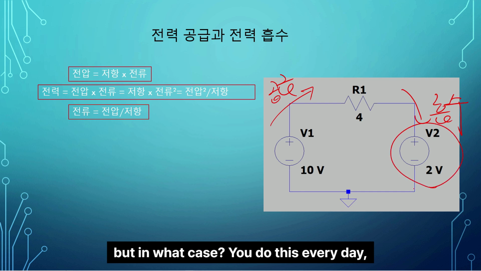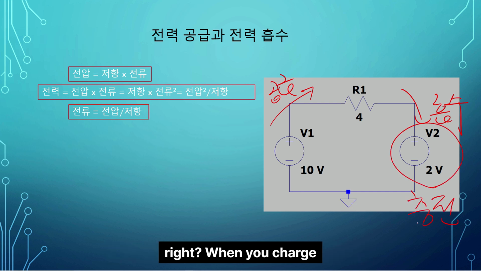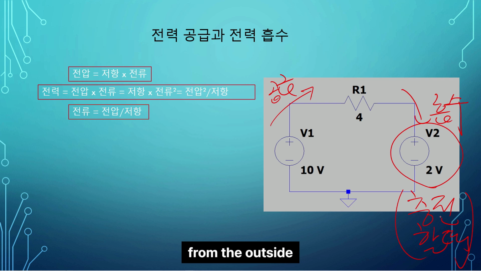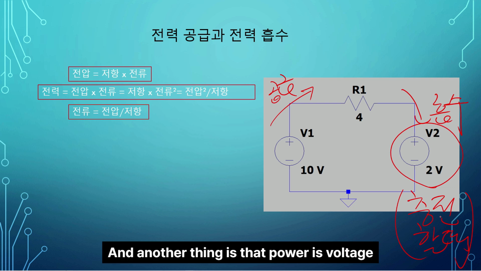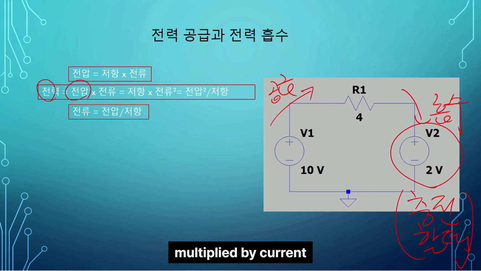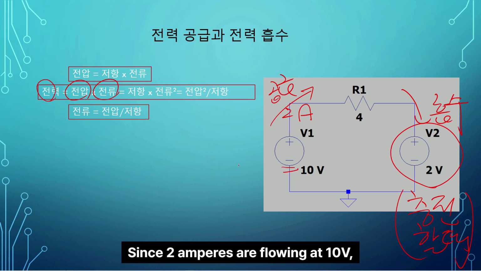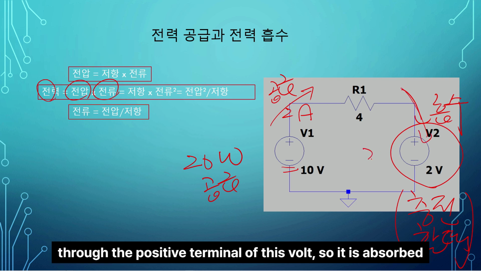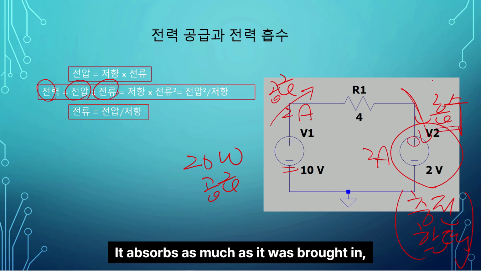But in what case? You do this every day, right? When you charge your smartphone, it charges by receiving current from the outside. And another thing is that power is voltage multiplied by current. Since 2 amperes are flowing at 10 volts, it is said to supply 20 watts. So on this side, the current enters through the positive terminal of this voltage source, so it is absorbed. It absorbs as much as was supplied.